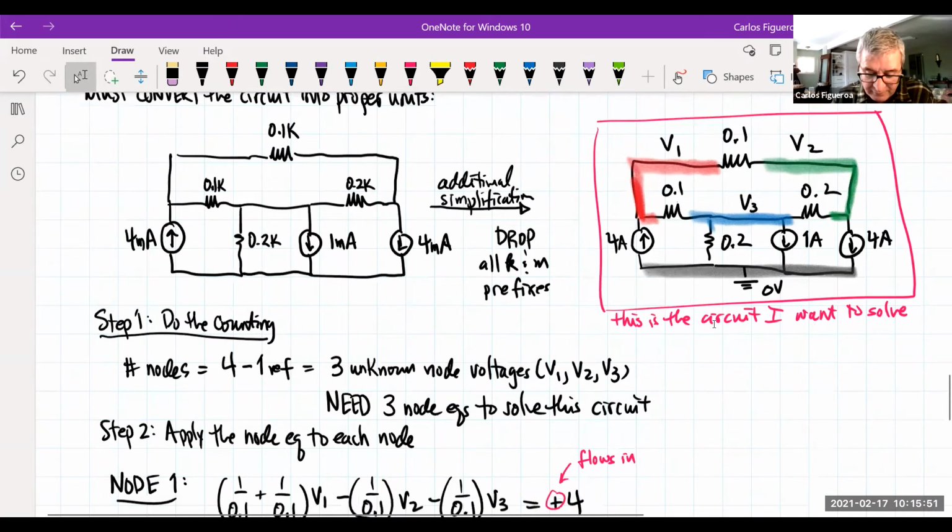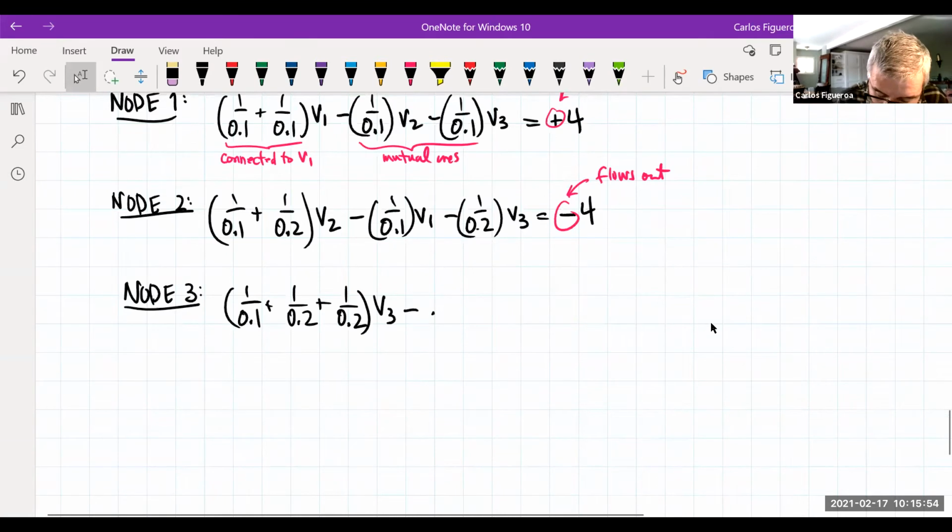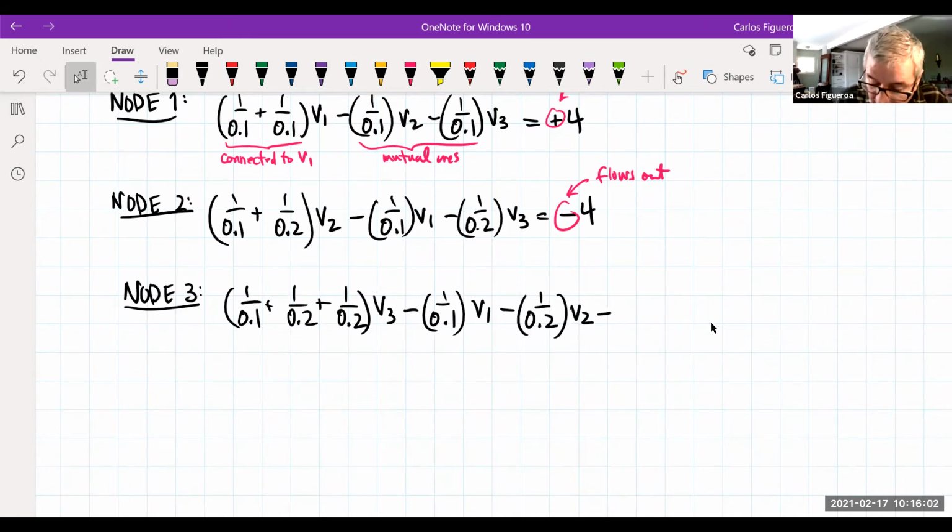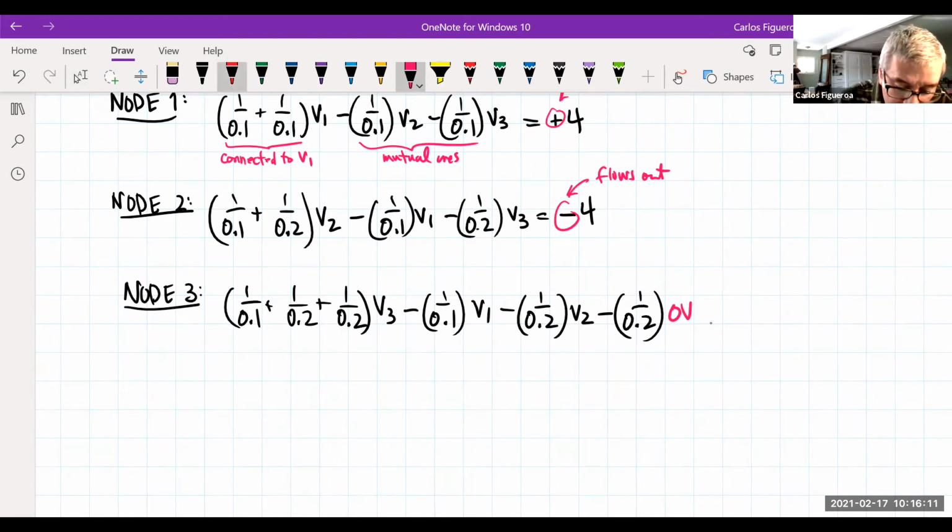So let's go put those here. So I got 0.1 connected to V1, 0.2 connected to V2, and then look at that, 0.2 connected to what? 0 volts. So that means I don't even have to consider the one connected to the ground because it's automatically 0.